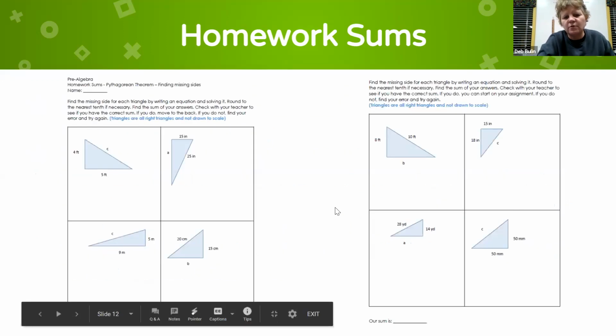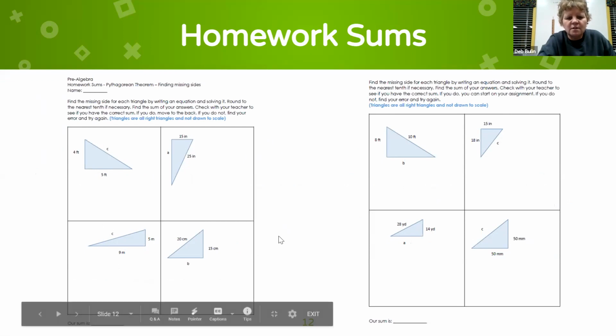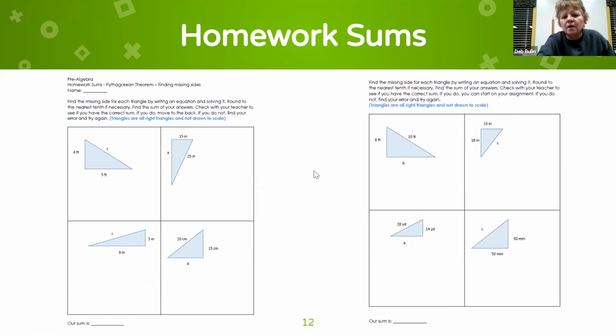These are some examples of what they might look like. This is one that we just did with Pythagorean theorem to find the missing sides. They had to find their answers and then tell what their sum was. And if their sum was right, they could go to the back. If not, they had to figure out where they were wrong.